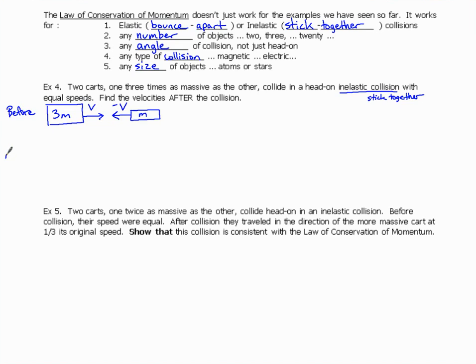After, this is what it looks like. Here's my mass 3m. Here's my mass m. Here's the new velocity x. Find the velocities after the collision.